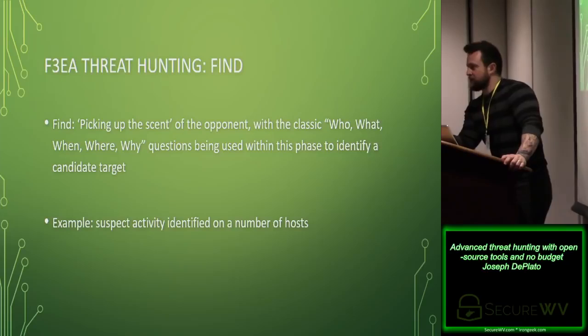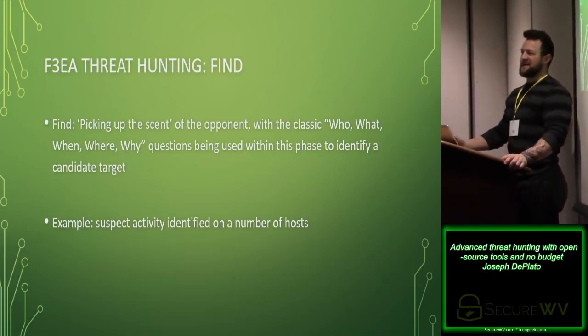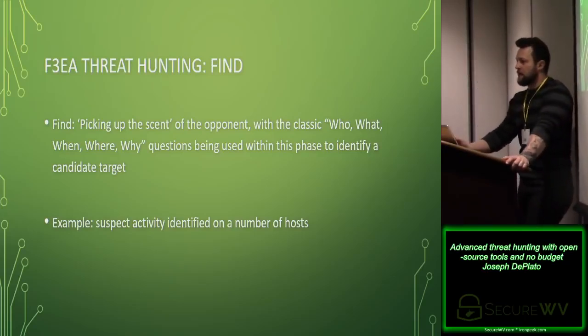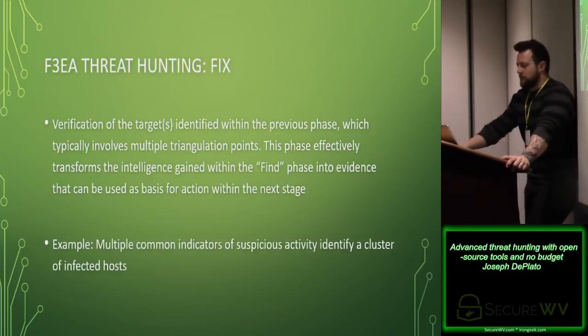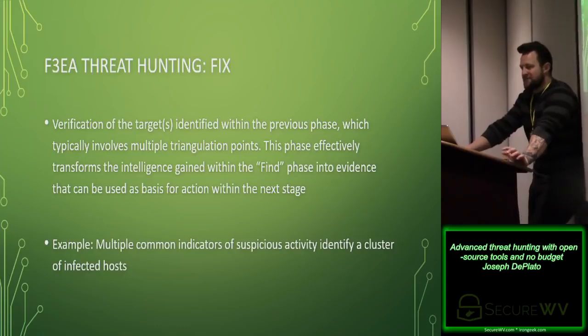An example that I like to use is we have suspect activity identified in a number of hosts. And when I'm saying find, I'm not saying it from the sense of we're looking at an alert that came across that's on a number of hosts, because that's going to be separate. This is, we've detected some weird activity on our network. Let's say SMB, so port 445 traffic outbound on our network. We've detected that on a number of different hosts. So that's suspicious activity. We found it. What next?